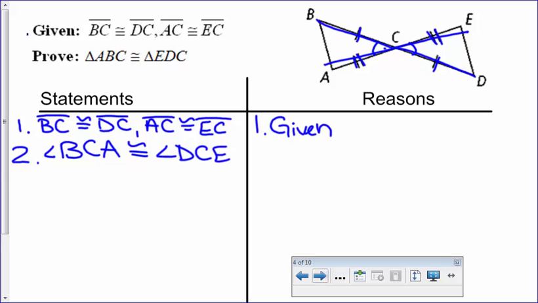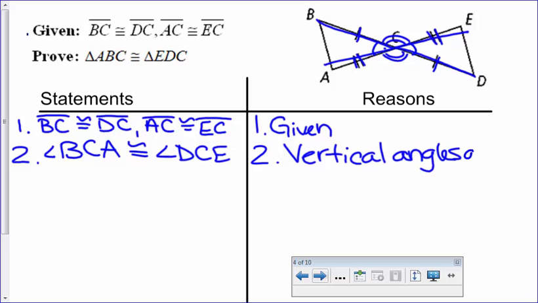those are congruent. You cannot just write angle C is congruent to angle C because there are actually 4 different angles and we need to know exactly which angles you're talking about. And the reason why we're allowed to mark that is because vertical angles are congruent. I'm just going to abbreviate right there.